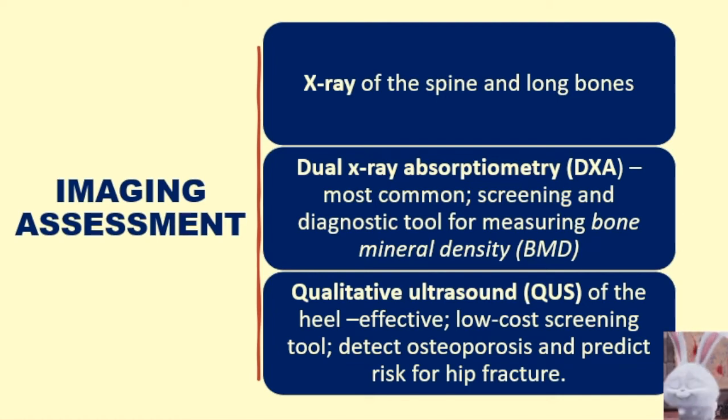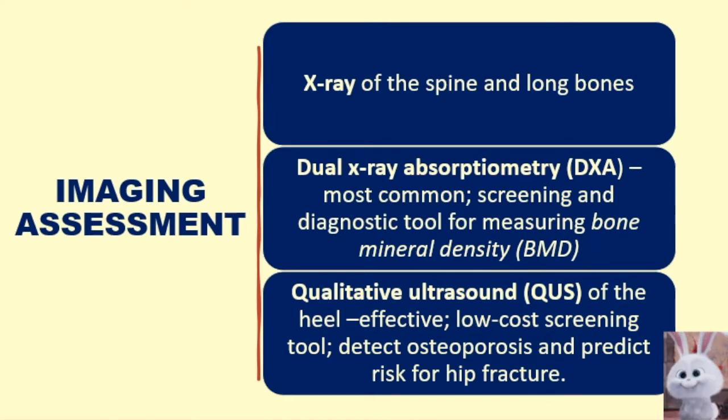You have the X-ray of the spine and long bones, in which we would detect that there is a decrease in the bone mineral density. Second, the most common diagnostic test used is your dual X-ray absorptiometry. Now, your dual X-ray absorptiometry is considered to be most common. It's considered to be a screening and diagnostic tool for measuring bone mineral density.